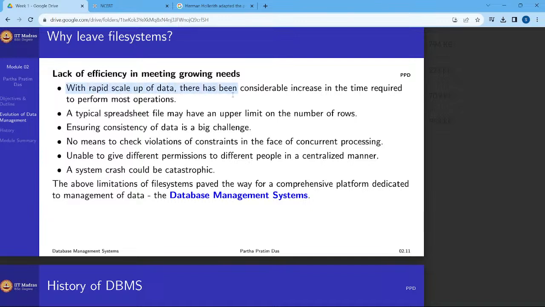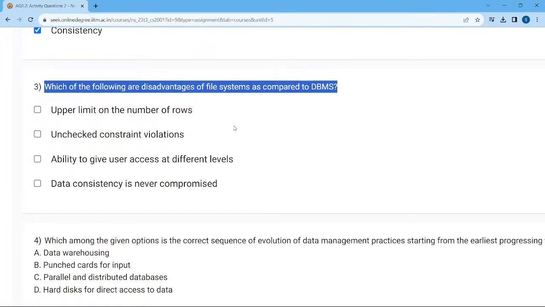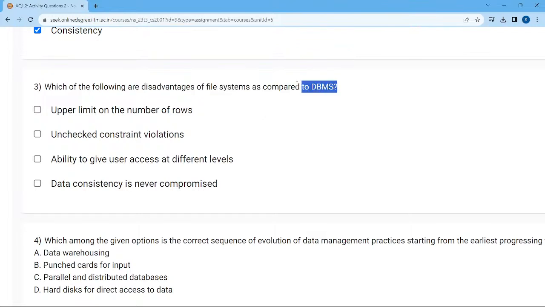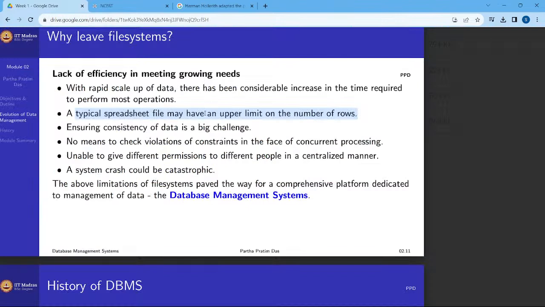With rapid growth, there has been a considerable increase in the time required to perform most operations. A typical spreadsheet file may have an upper limit. Well, as compared to DBMS, remember this line: ensuring consistency of data, no means to check violation of constraints, unable to give different permissions to different people in a centralized manner. A system crash would be catastrophic.